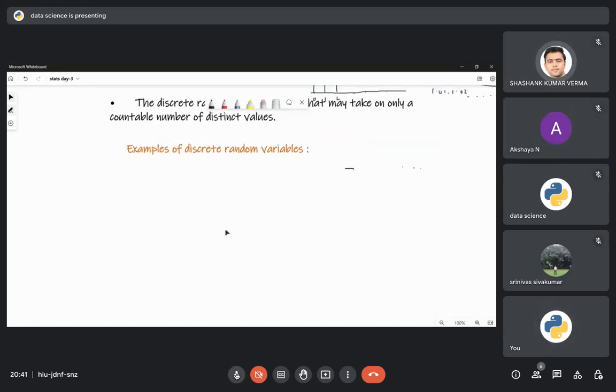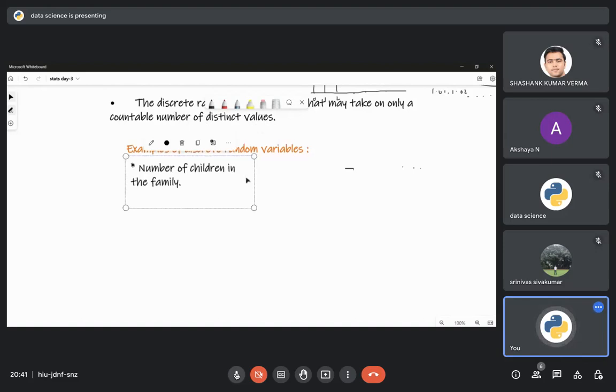Okay. Example of a discrete random variable. What all can it be, can you tell? Any example you guys can follow me? Can you give me an example of a discrete random variable? I think you guys have a lot of idea about the discrete number now. Example of children. Number of children in a family. Have you ever seen 1.5 children, one and a half children? Has that ever happened? Okay. Number of children in the family. Any more examples?